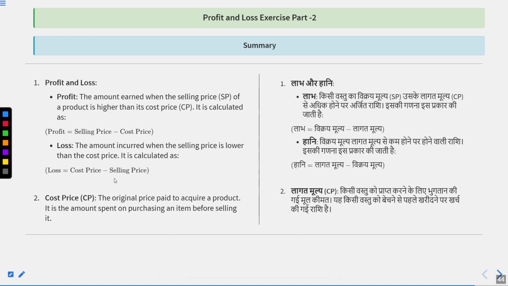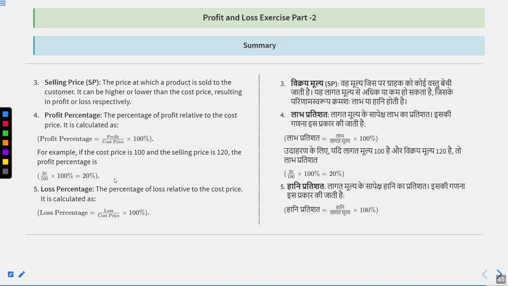Second one is cost price. The original price paid to acquire a product. It is the amount spent on purchasing an item before selling it. Selling price, the price at which a product is sold to the customer. It can be higher or lower than the cost price, resulting in profit or loss respectively.